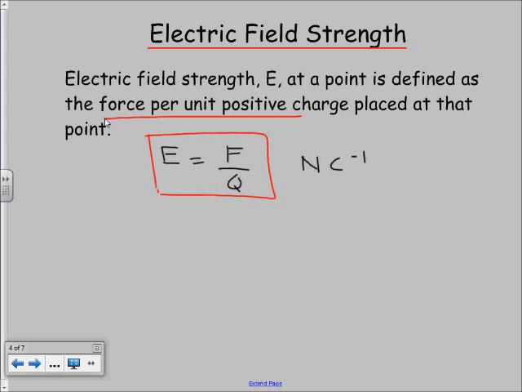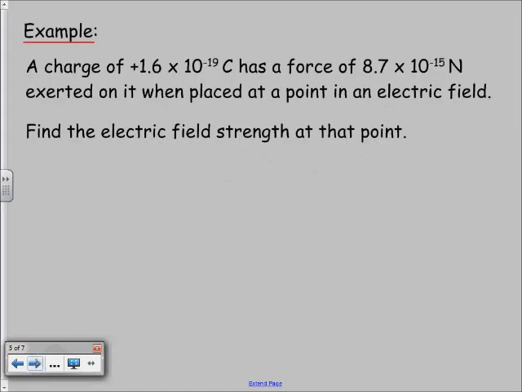All right, so therefore you should be able to do a fairly simple example there of working out the electric field strength. Okay, so you can go through the working of that one there. And when you go through the working, you should get 5.4 times 10 to the 4 newtons per coulomb.